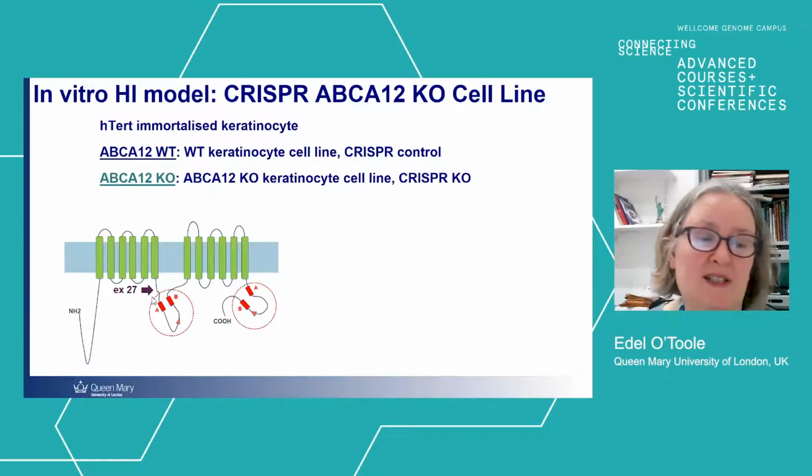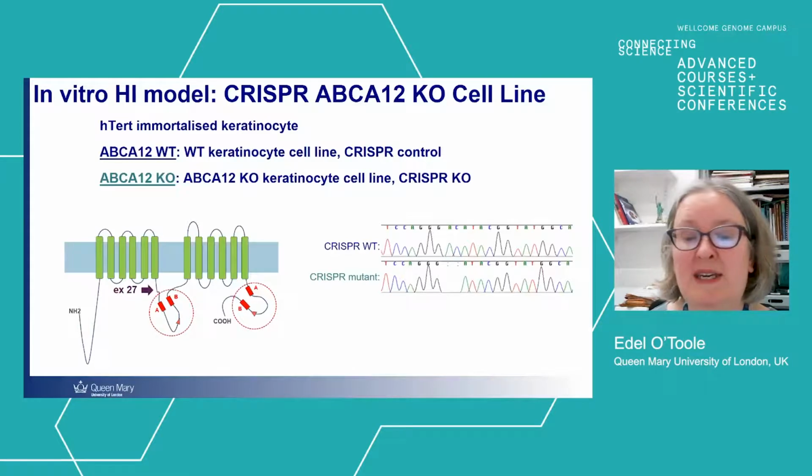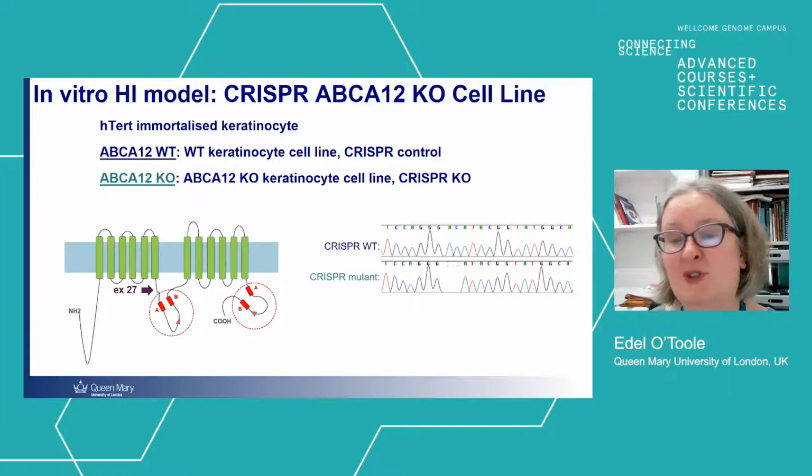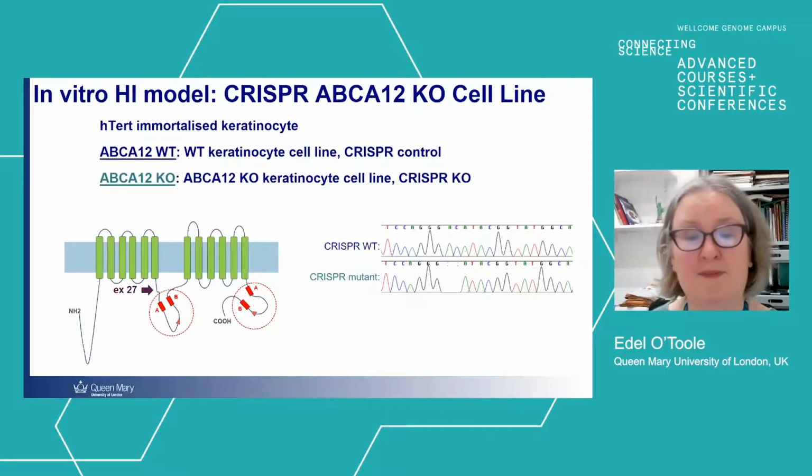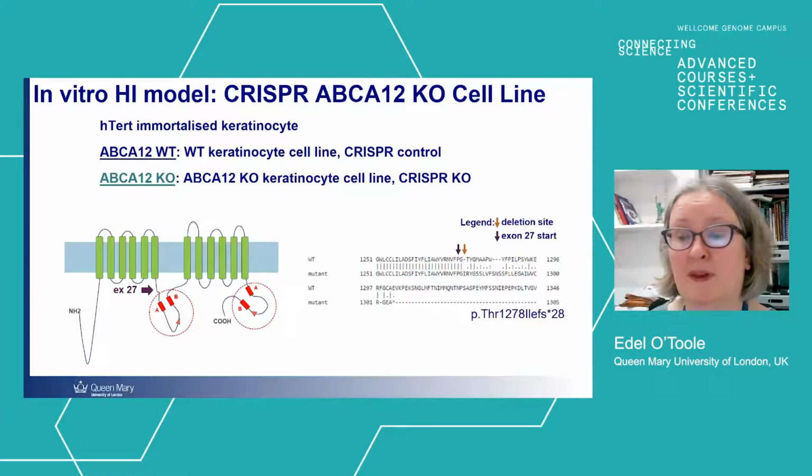So we picked exon 27 because this seems to be an important area in the transmembrane protein. And we made this deletion here. So here you can see the electropherogram of the wild type, the ABCA12, versus the mutant. And these are the details of the mutation.